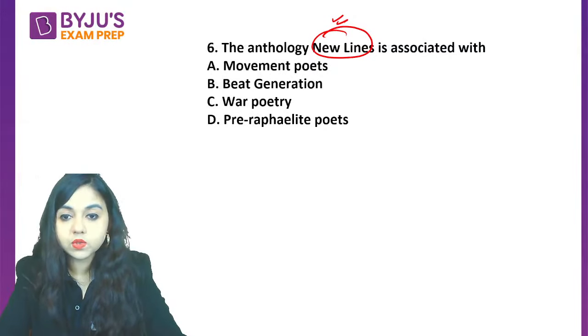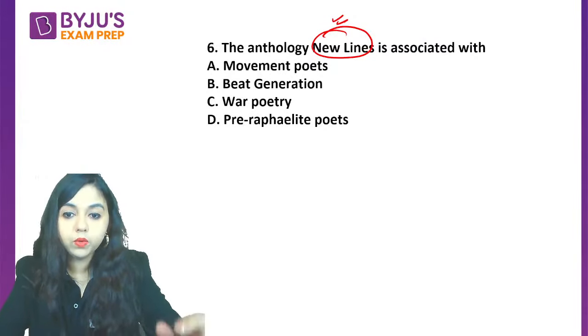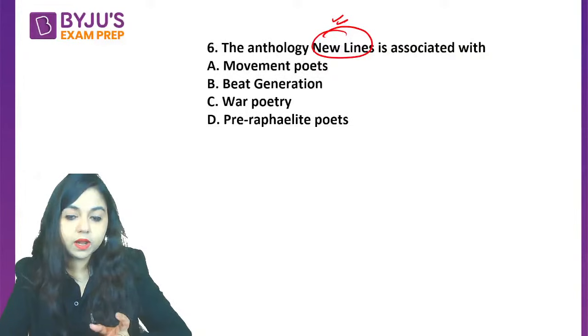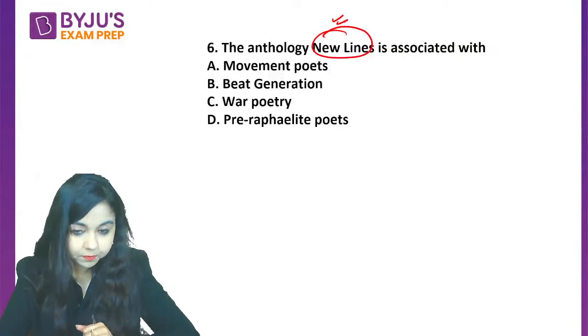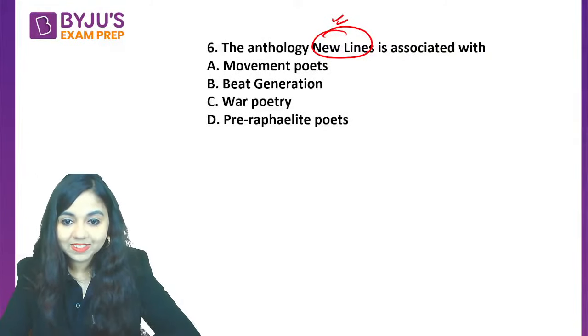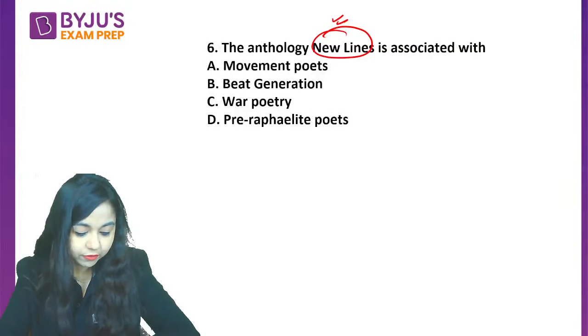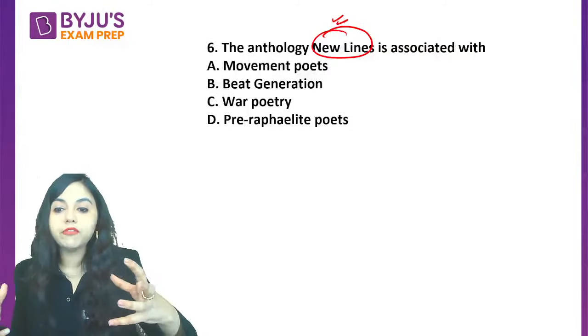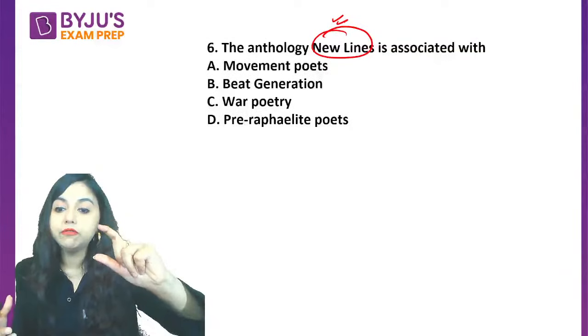Whom is New Lines actually associated with? The anthology New Lines is getting associated with the Movement. Excellent, Ravi, Divyani, Nidhi, Bing, Tenzing, Surbi, Aziz, everybody has answered it correctly. The Movement actually refers to all the poets who were writing in the 1950s.